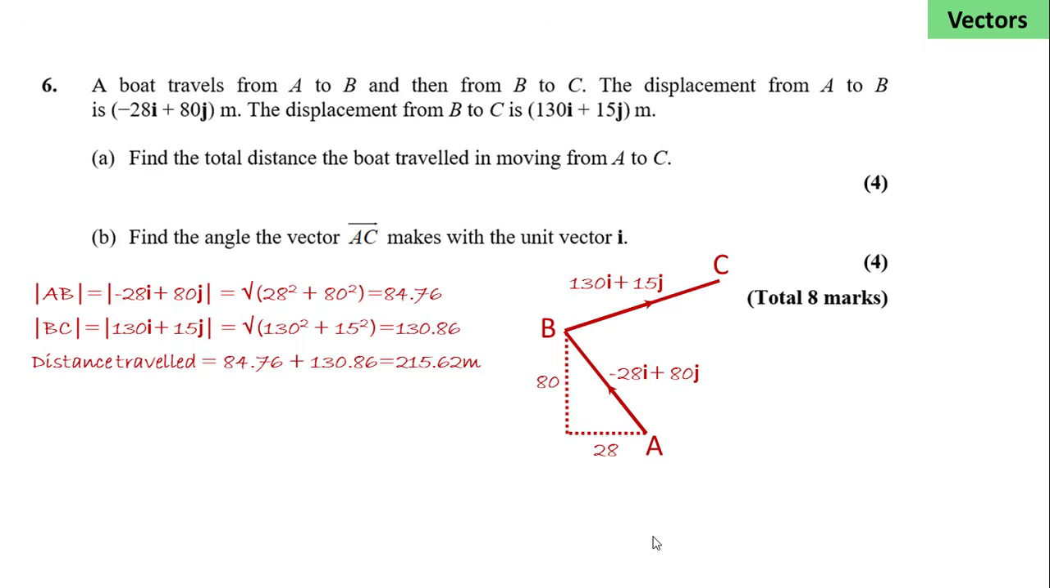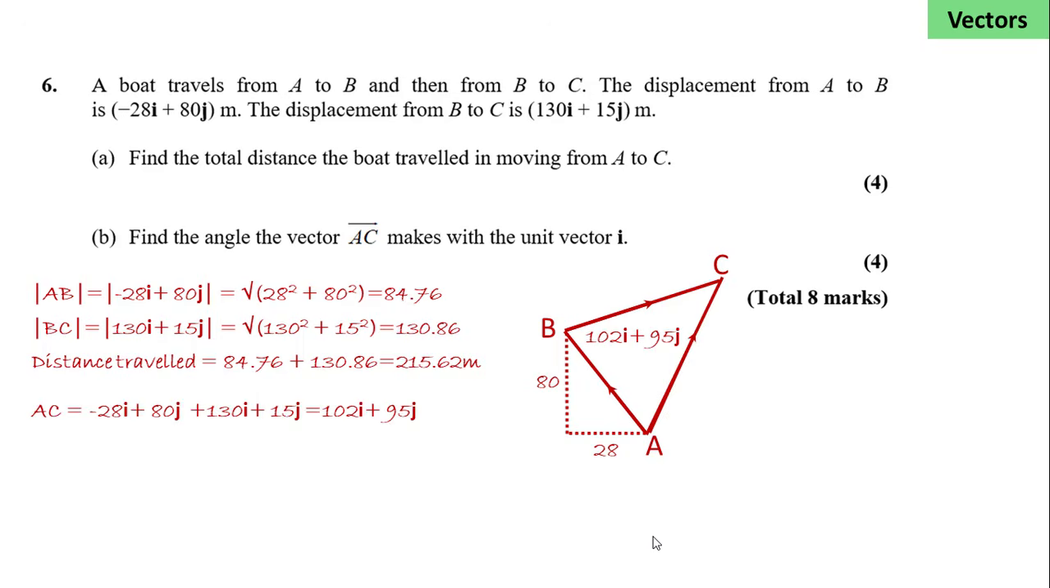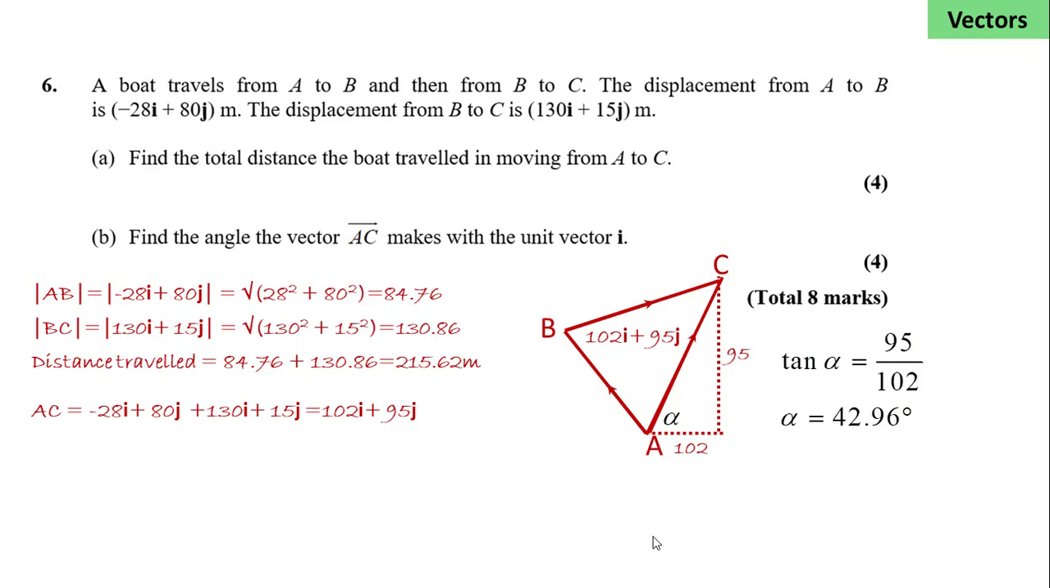So first we calculate the vector AC, which is simply the sum of AB and BC. That's 102I plus 95J. Then we have a simple piece of trigonometry where the angle alpha that AC makes with the unit vector I, we can see that the tan of alpha will be 95 divided by 102. So alpha is tan to the minus 1, 95 over 102, which is 42.96.